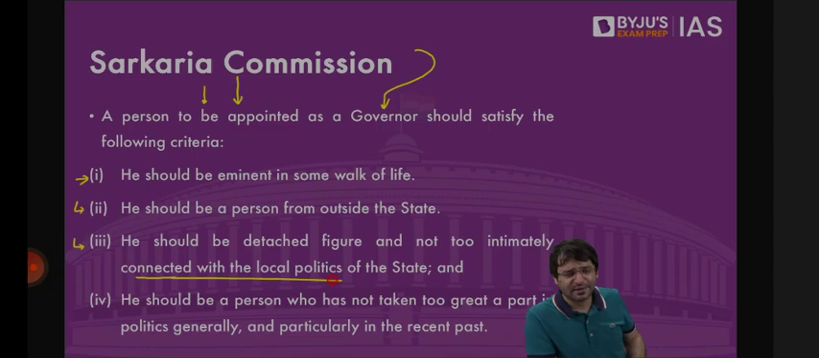In any case, even if anybody is appointed as the governor of West Bengal, he or she will interfere with the West Bengal chief minister because it's the opposition. But Mr. Kailash Vijaywargiya will be more interfering than any other individual because he is intimately connected to the local politics. Such a person, according to Sarkaria Commission, should not be appointed.